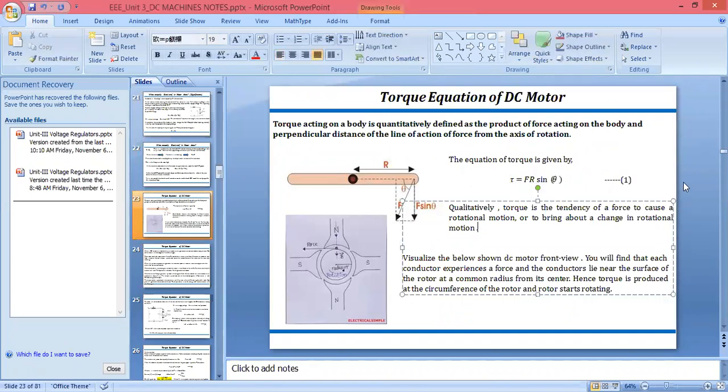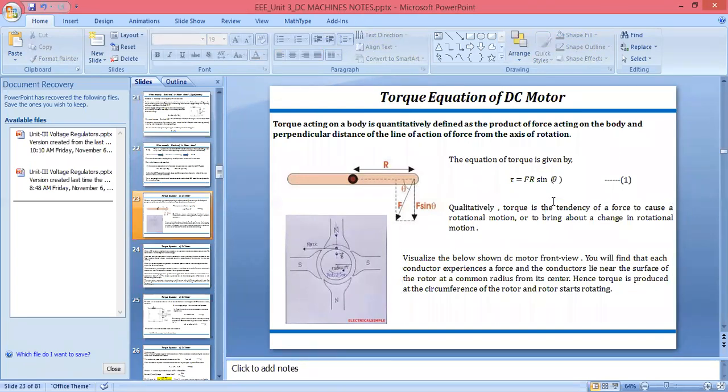You guys can see here we will get the torque equation as F into R into sin theta, and theta is nothing but the angle of the force with respect to the radius, and the radius R is nothing but the perpendicular distance of the line of action of the force from the armature winding. So here we can calculate torque, that will be F into R into sin theta.